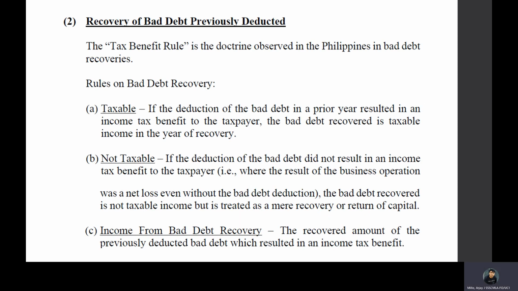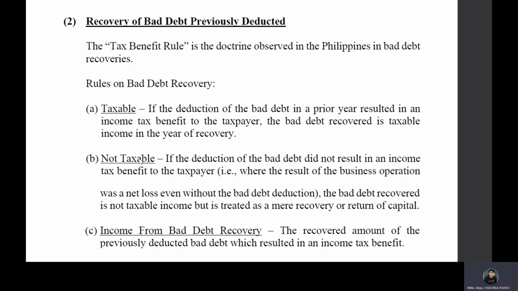Next, recovery of bad debt previously deducted. So dito na papasok yung tax benefit rule na sinasabi natin, no? For example, meron kang bad debt, no? Kasi technically, pwede namang i-claim as deduction for income tax purposes yung mga bad debts. So ano ba yung bad debts? Ito yung mga hindi na masisingil na utang. Will form part as your expense na. So i-deduct mo siya for income tax purposes.